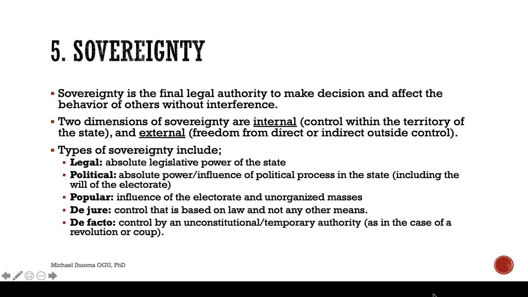Sovereignty can also be popular, where the masses deserve the right to influence the state. The influence of the masses is significant, and they have the right to demand certain actions or policies, reactions from government as at when due. Sovereignty can be de jure or de facto. De jure sovereignty is more constitutional sovereignty, while de facto is unconstitutional. It's more temporary. It's a makeshift kind of sovereignty, de facto, right? But de jure is constitutional, it's legal, it's accepted, and it's based on law.